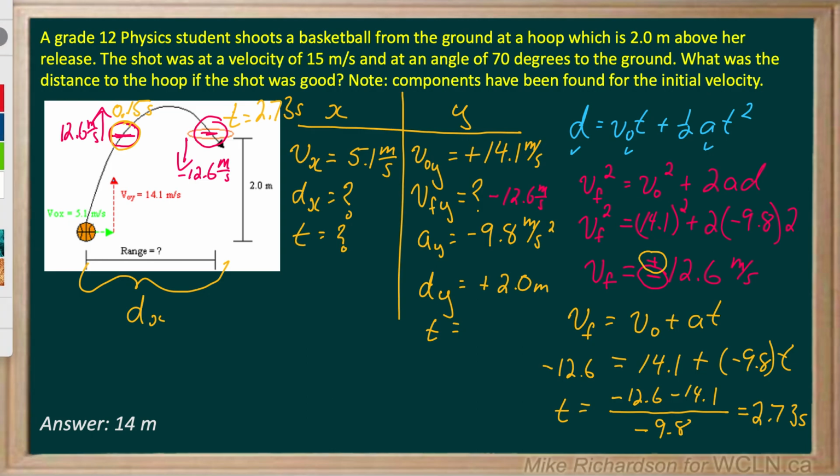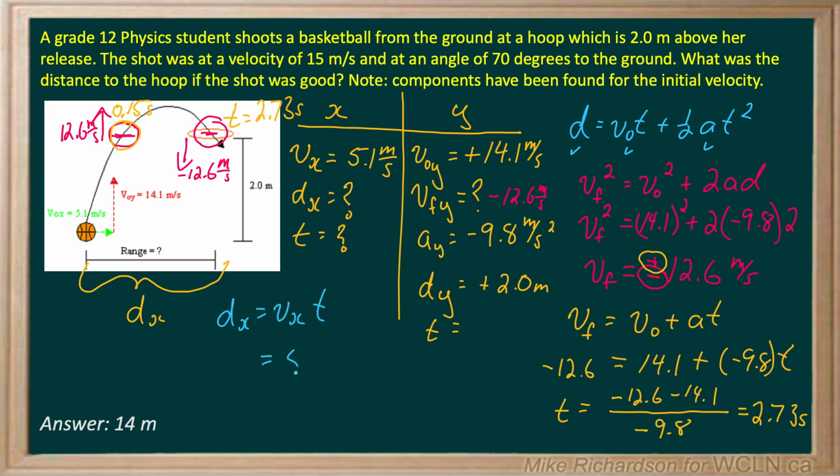We need to find dx. So go back to my x column. dx is vx times time. My x velocity is 5.1. And we've decided to use the 2.73 because that's when the ball is actually going through the hoop. And when I do that, I get 13.9, or rounding up, 14 meters is dx.